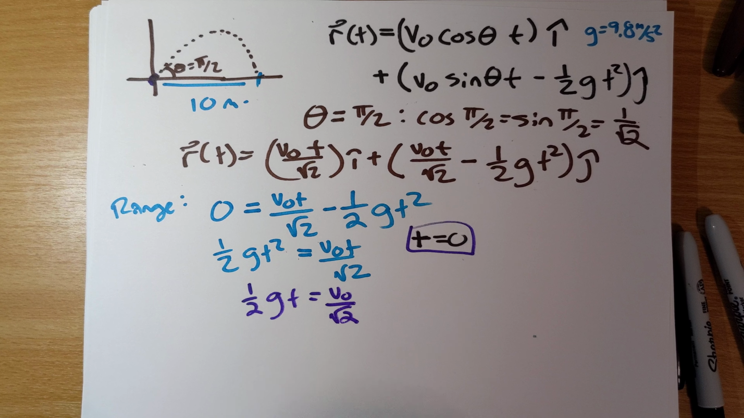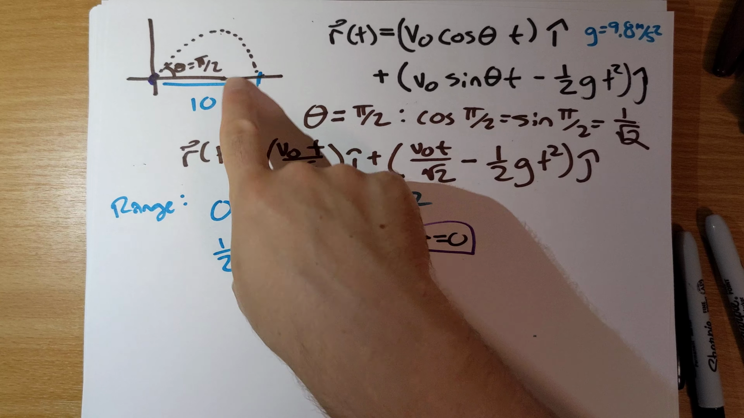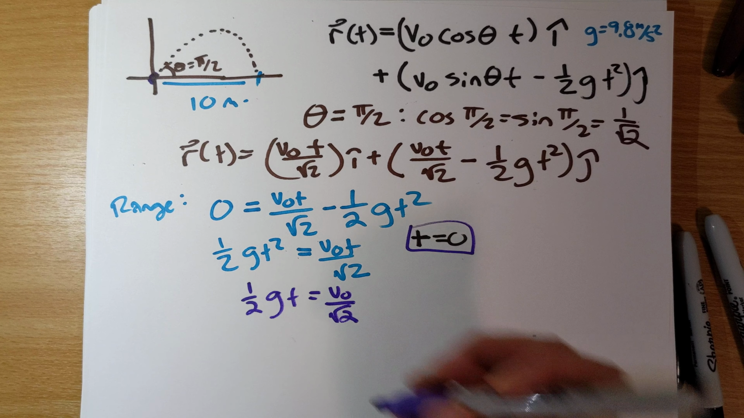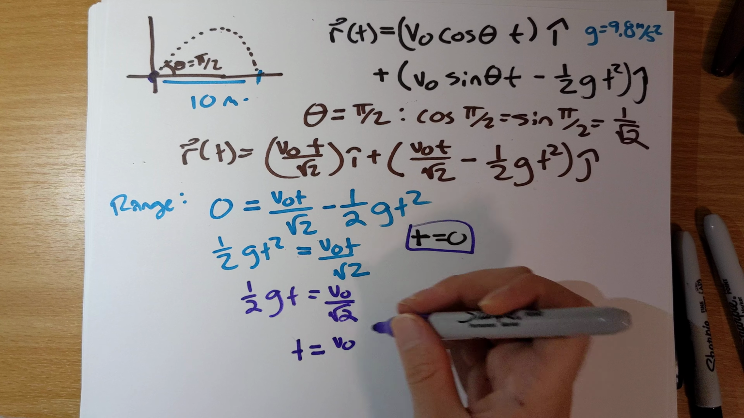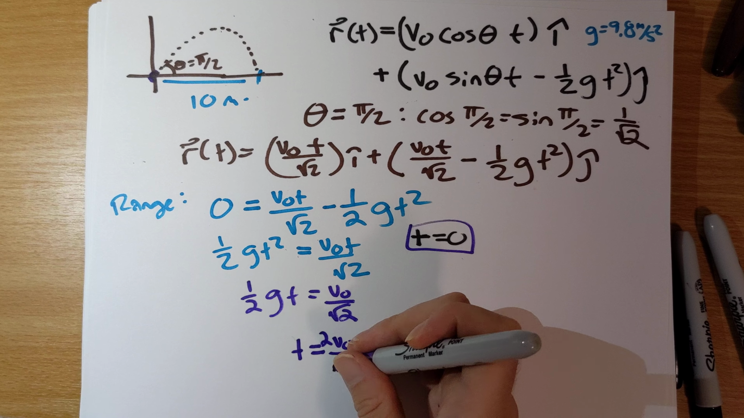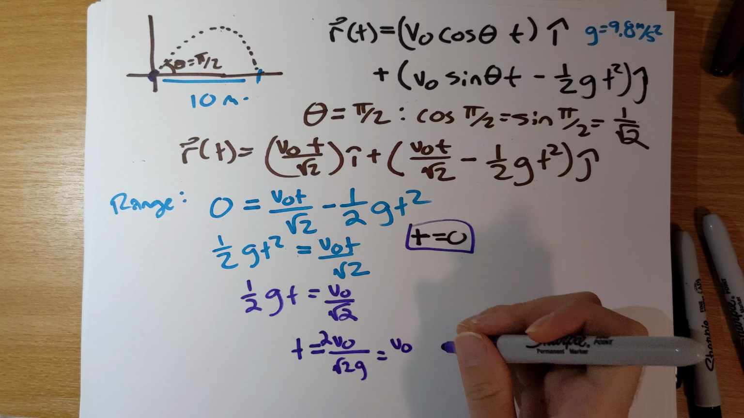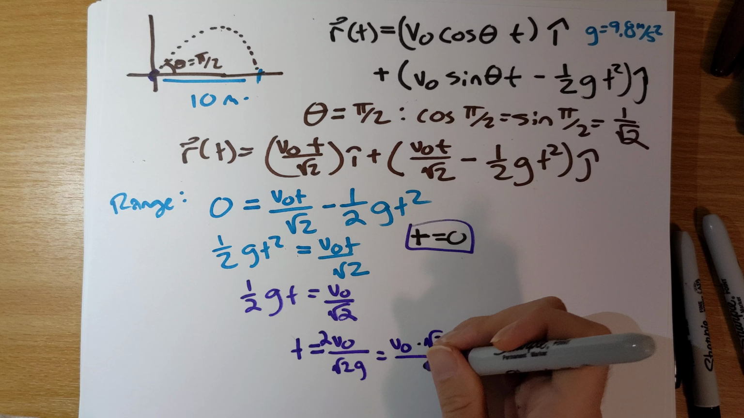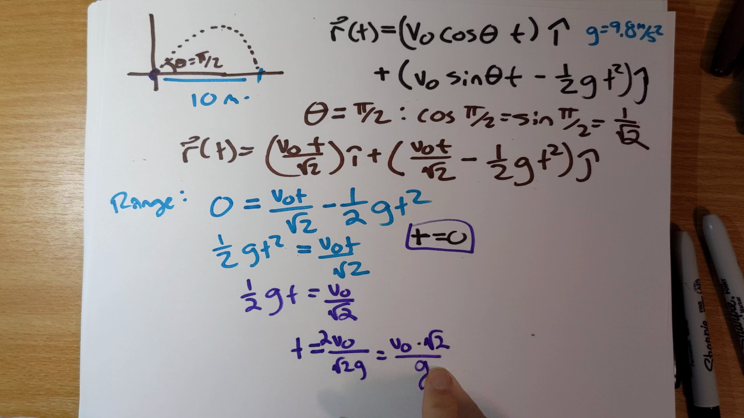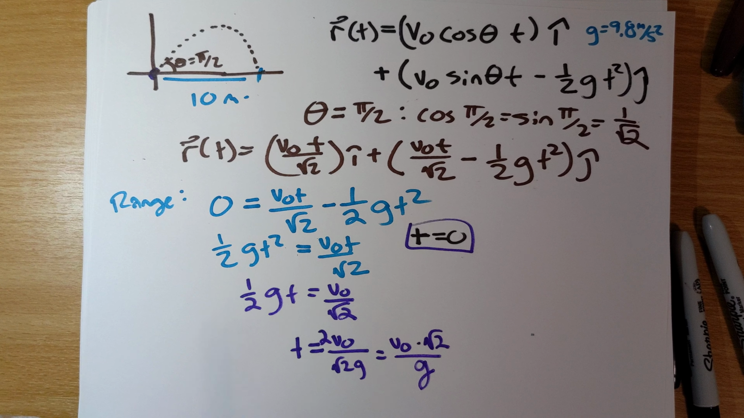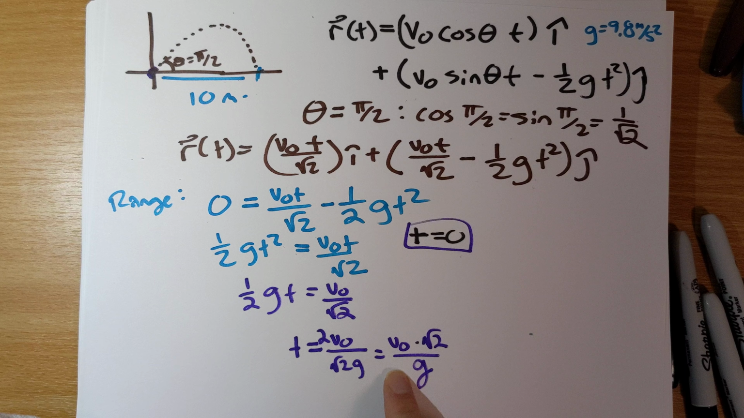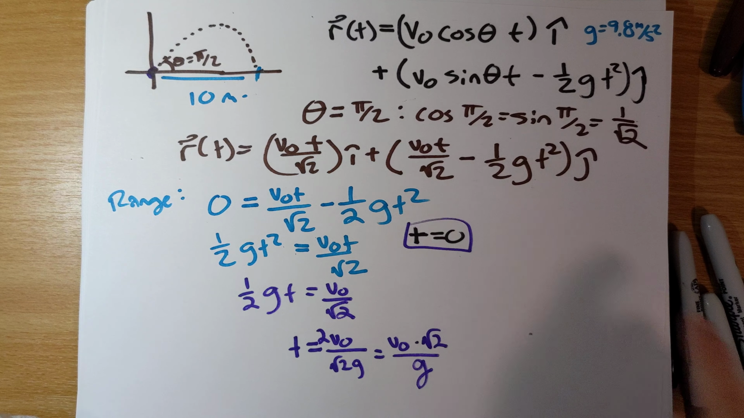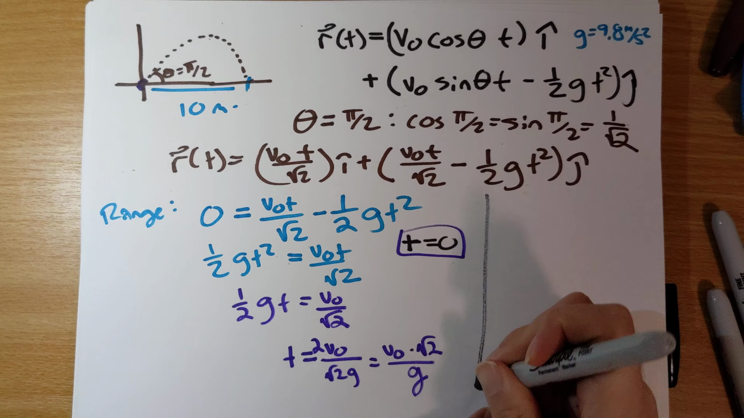And we want to figure out what is the time. At what time does the ball land? And this is going to be t is equal to 2 v naught over square root 2 g, which is v naught times square root 2 over g. So this is the time at which the ball lands. Now we still don't know what v naught is, but what we're going to do is take the time at which the ball lands and substitute it into the i hat component.